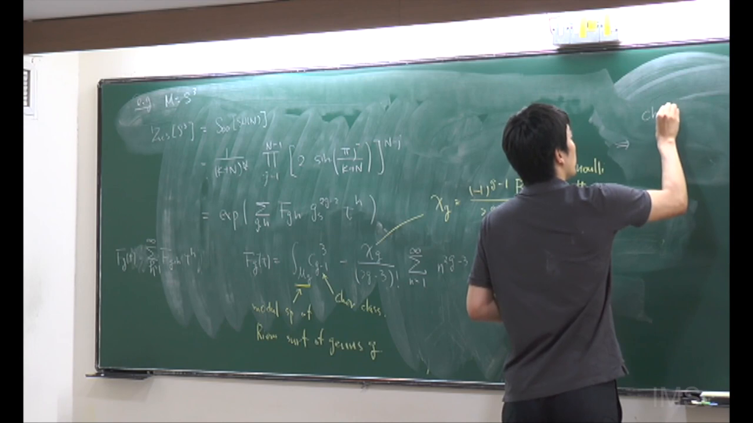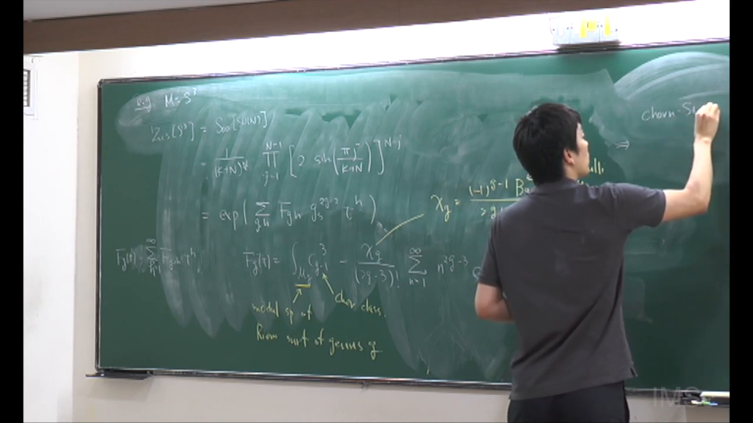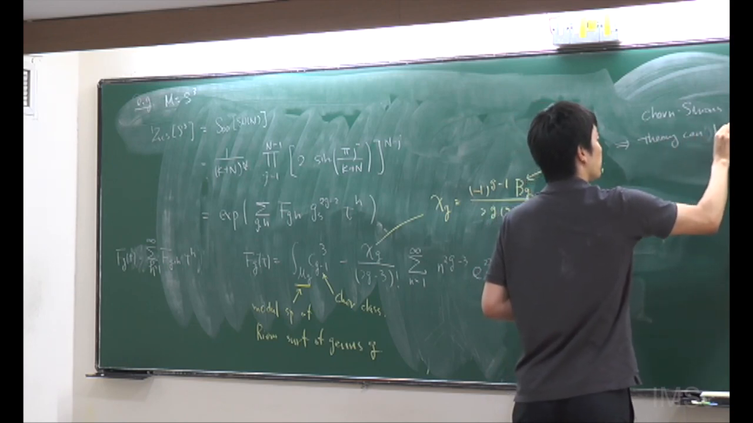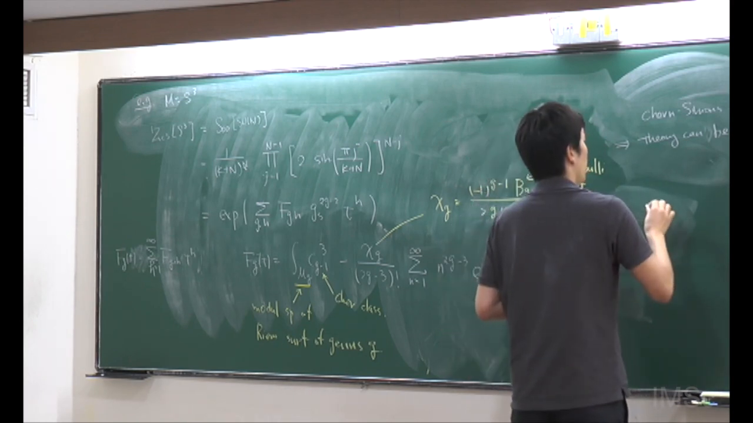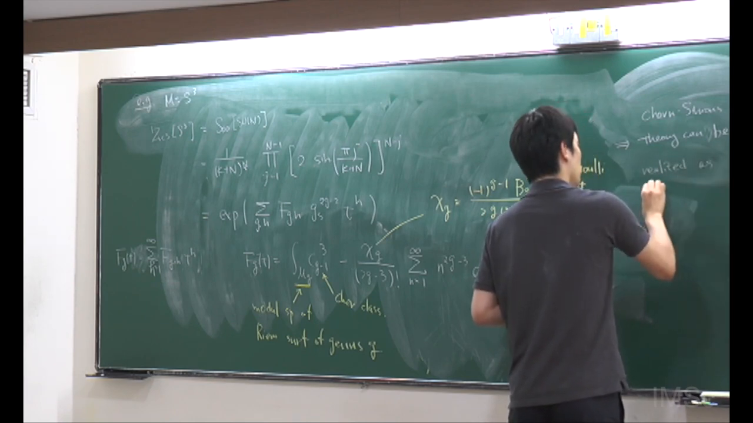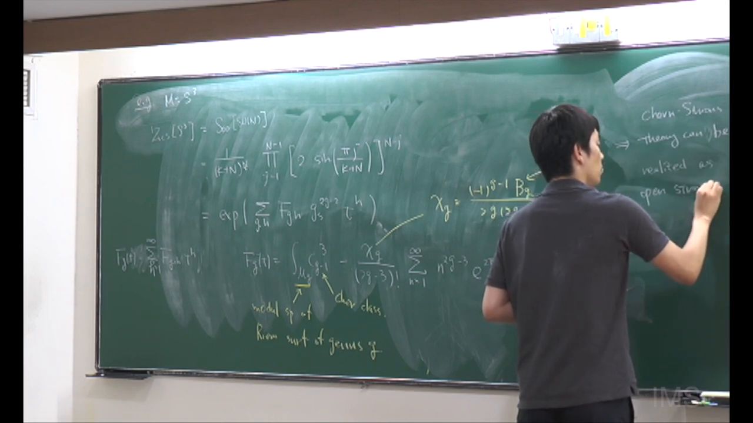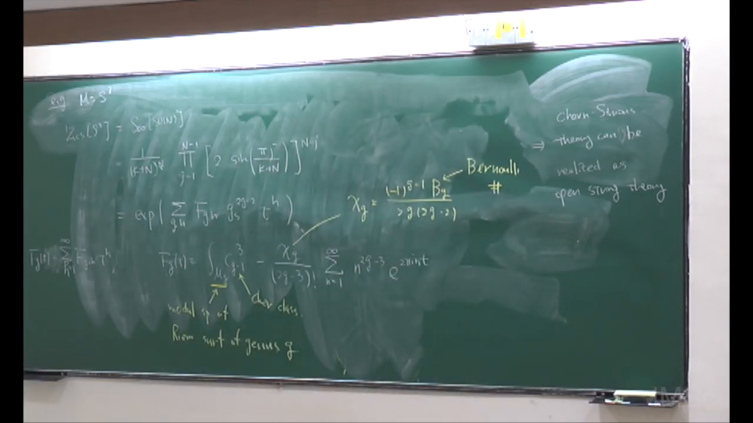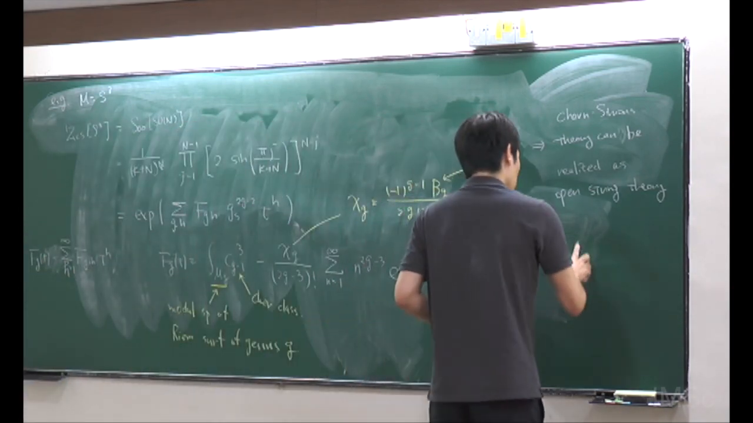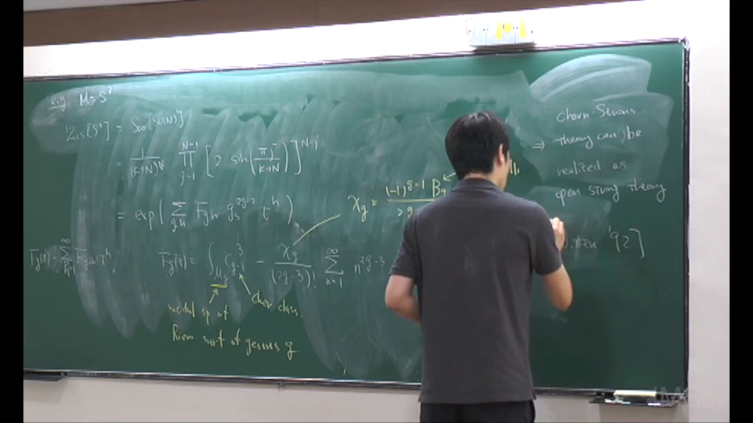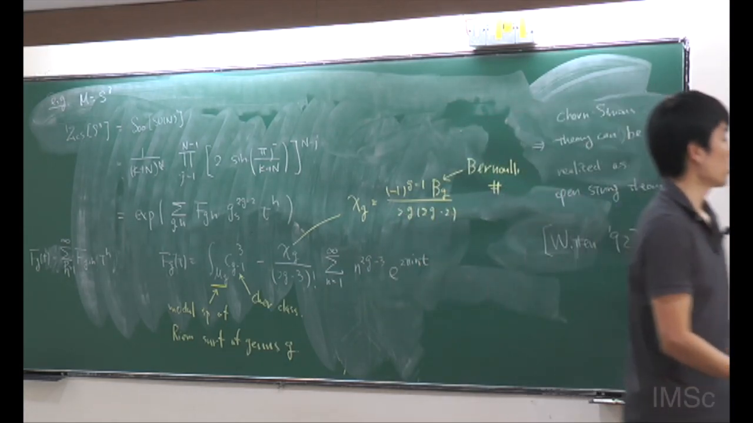the Chern-Simons theory can be realized as the open string theory. The Chern-Simons partition function takes the form of the open string partition function. And this was done by Witten in '92, actually. And what he considered was the following setting.